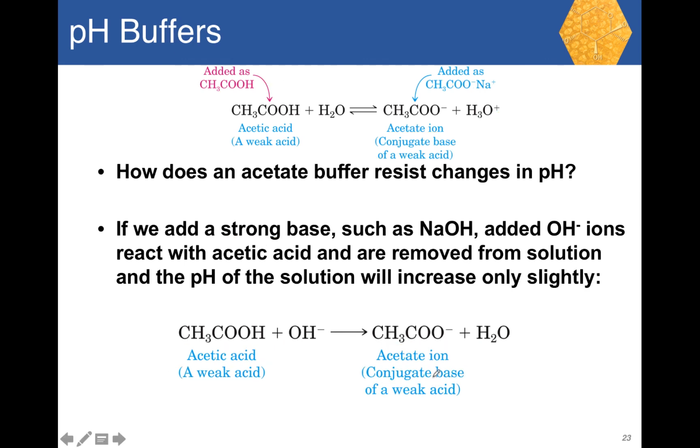Let's see how it works on the opposite end. If you add a strong base, the strong base here is OH minus. It will react with the acetic acid and give you the acetate anion, which is shown here, which is a conjugate base of a weak acid. So therefore the pH will not change as much as adding just your strong OH negative. So once again, a buffer is a solution that's resistant to changes by adding an acid or a base.